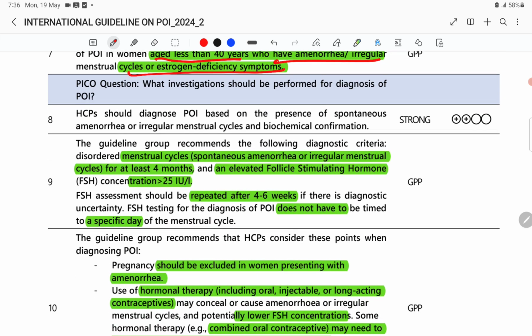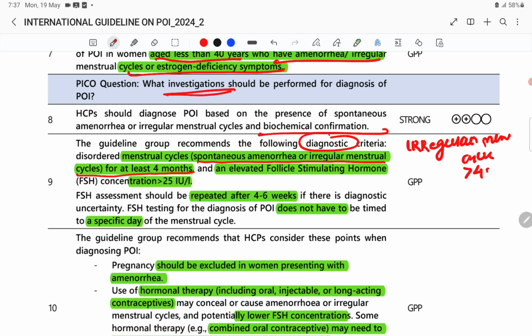What investigations should you perform for the diagnosis? With symptomatic amenorrhea, biochemical confirmation is needed. The guideline group recommends the following diagnostic criteria: a disorder of menstrual cycle, that is spontaneous amenorrhea or irregular menstrual cycles, for at least 4 months, very, very important, plus an elevated FSH, the cutoff level being 25 international units per liter.